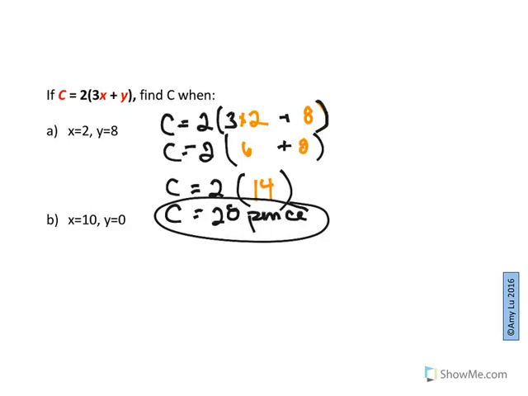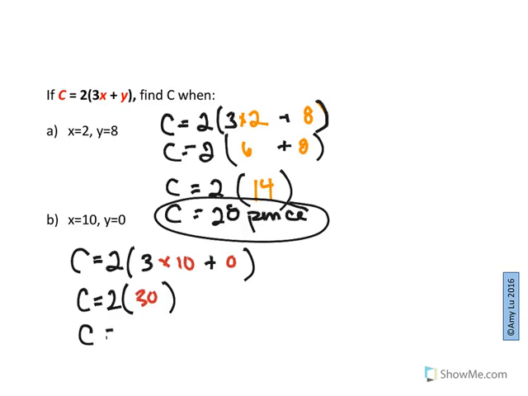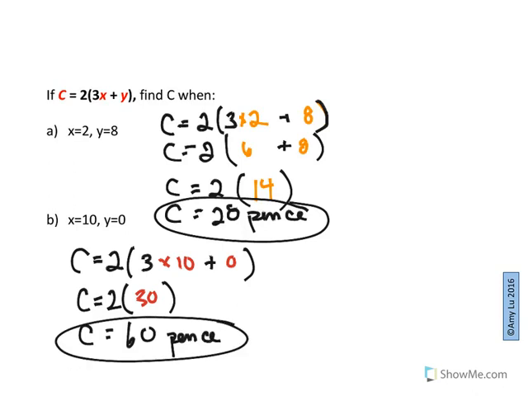Now, in the other situation where X equals 10 and Y equals 0, so set it up, C equals 2 times 3 times 10 plus 0. So we actually don't need to really write the 0 because it's going to disappear anyway. Then we rewrite it. C equals 2 times 3 times 10, which is 30. Therefore, the cost is equal to 60 pence. That's all.